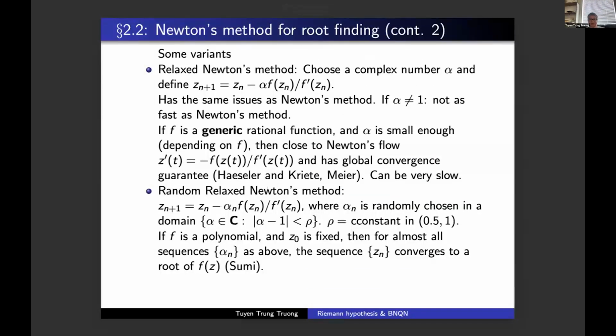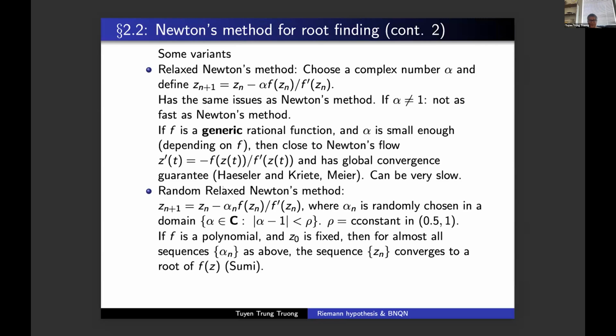Another one is a random relaxed Newton method, which instead of a fixed alpha, you put alpha n. And then alpha n you choose randomly in one of such domain like this: absolute value of alpha minus 1 less than rho, and rho is a constant between 0.5 and 1. And Smale showed that if you fix the point z0 and you fix the polynomial, then for almost all choices of such sequence alpha n, this sequence zn will converge to a root of f.